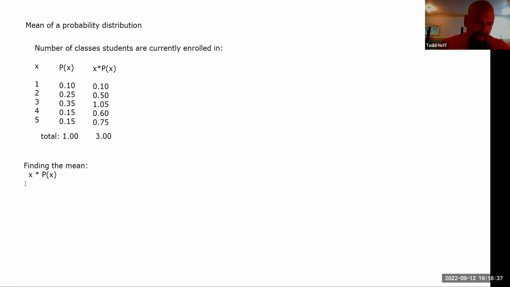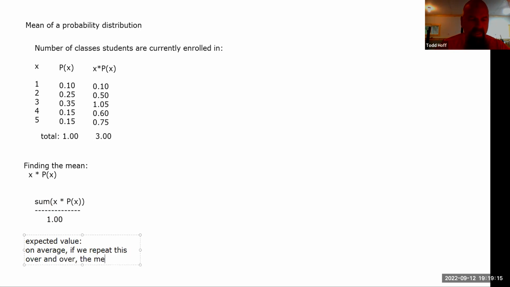The mean then is x times p of x, the sum of those, divided by the total probability, which is always 1. So we really don't have to divide by 1 because it's always going to be that. So just the sum of the x times p of x is our mean, or what we often call the expected value. So what that means is on average, if we repeat this over and over, the mean value will be 3.00. So if we randomly select students over and over and over again, record how many classes they're taking, and then at the end, we find the mean of all that, the mean would be 3.